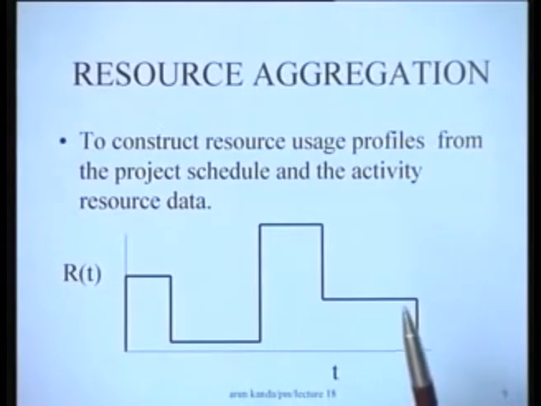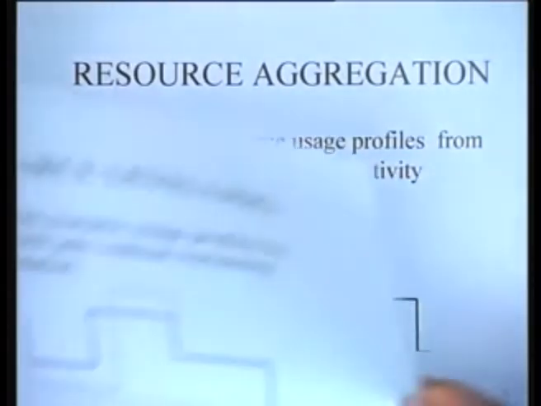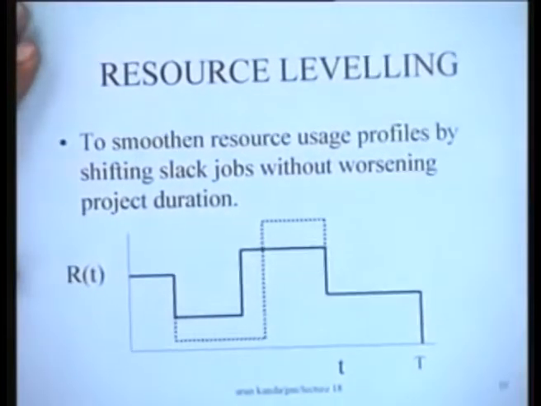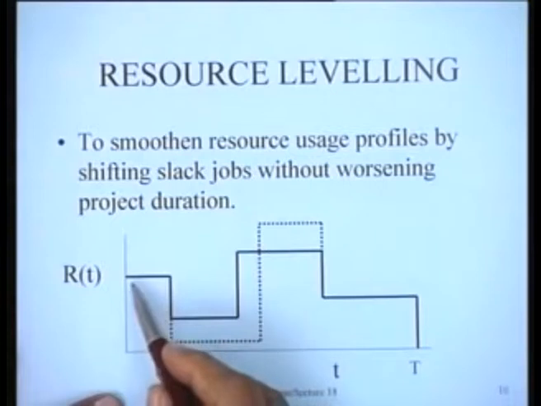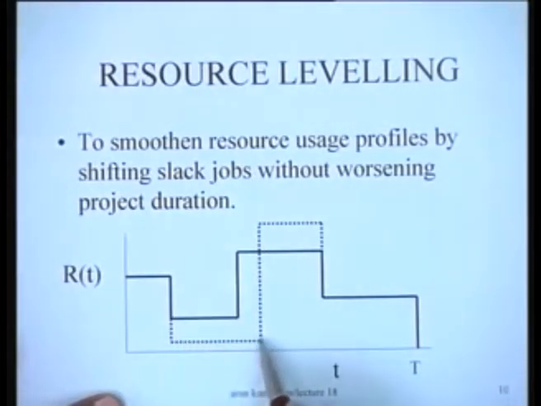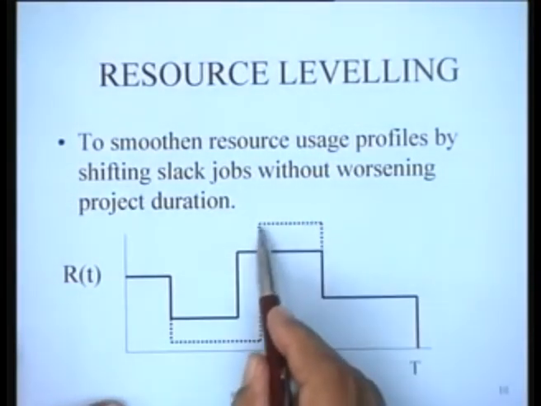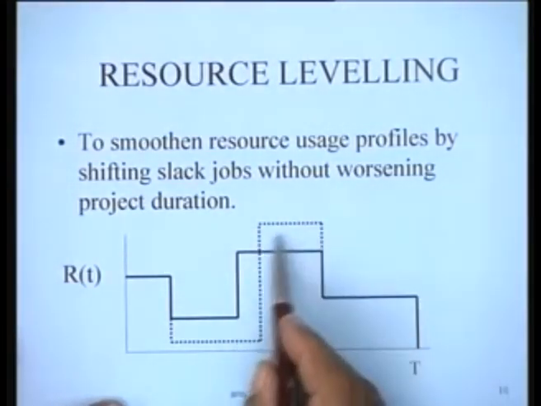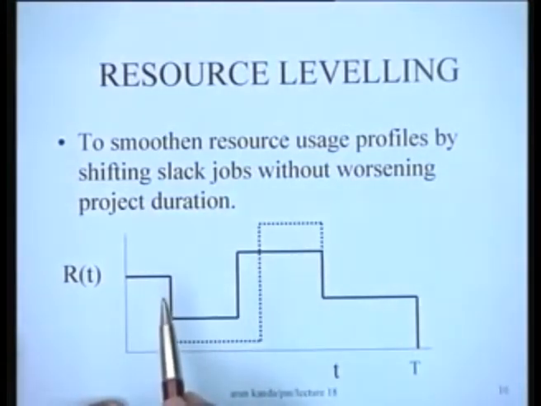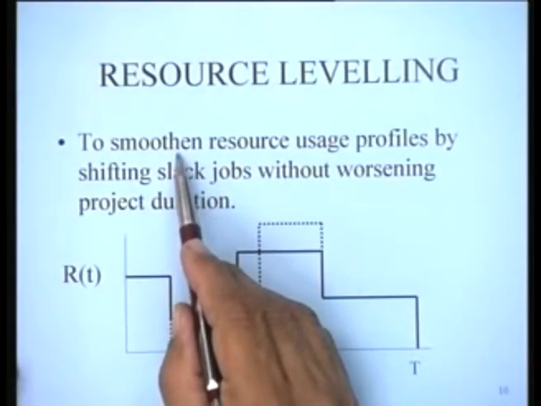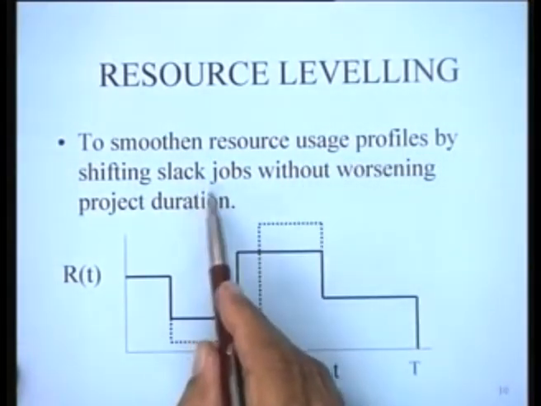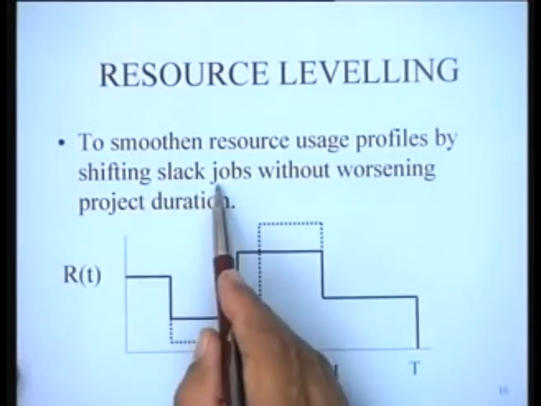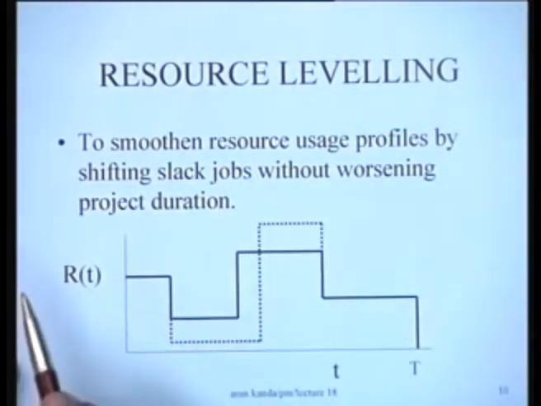Now suppose once we have the aggregated profile, suppose that our original profile is the one which is shown here in this dotted line. We might find that this is a high during this particular period, and we are not really very satisfied with this high. So what we might want to do is smoothen the resource usage profiles. How can we do that? We can do that by shifting slack jobs without worsening the project duration.